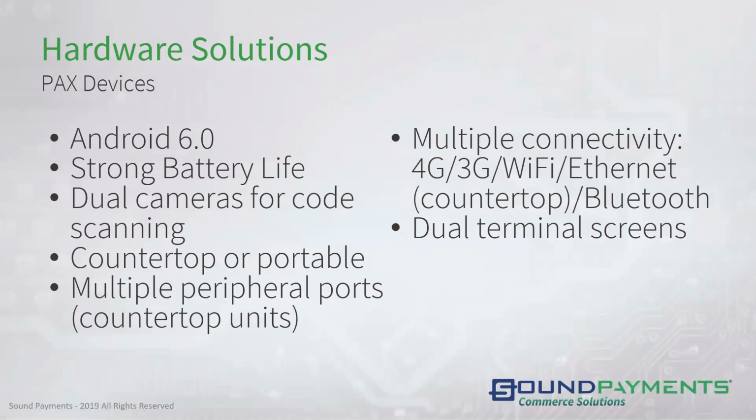All of the terminals that we use now have battery life. On the countertop ones it's really more of a battery backup. The handheld has something like 24-hour standby and 2 hours of full functionality. For the countertop ones, you can connect your cash drawer and your scanners, so you're able to add some peripherals. All the units can connect via Wi-Fi and also SIM cards, and on the countertop units you can do Ethernet, of course. The countertop units also have dual terminal screens.